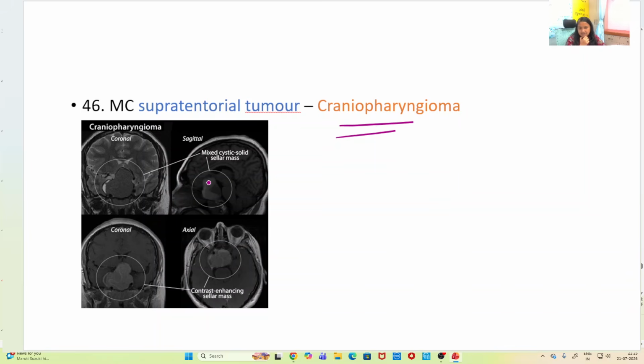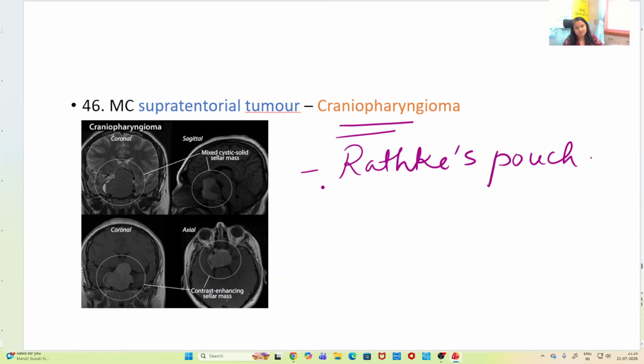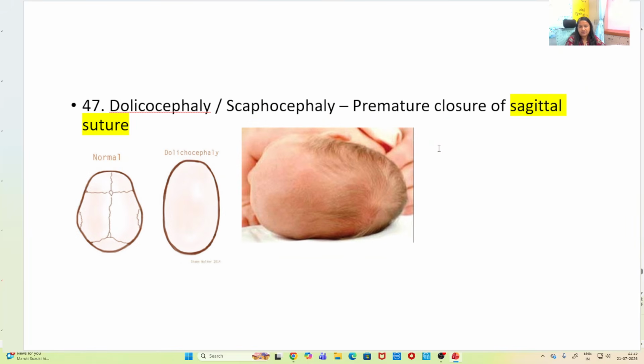Supratentorial tumor, most common is craniopharyngioma. Now in the sellar region near the pituitary gland, if there is a tumor arising, the most common tumor in that region is craniopharyngioma. Okay, and this is from the remnants of Rathke's pouch. Usually at around birth it should have disappeared, but sometimes there are specific mutations which can cause these cells to multiply and form a tumor, which is the craniopharyngioma.